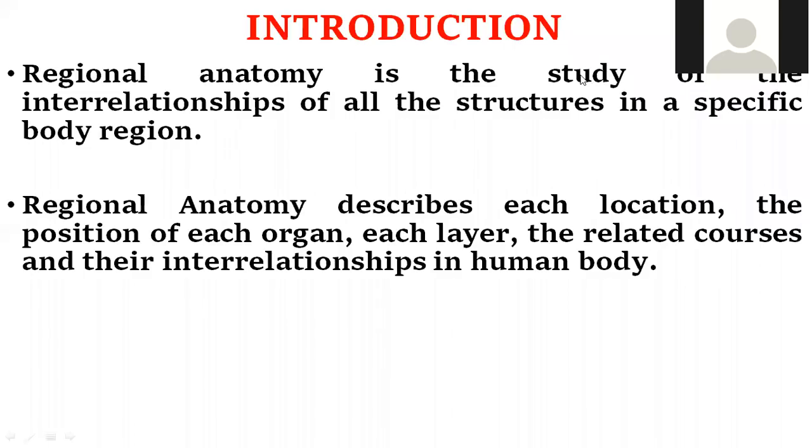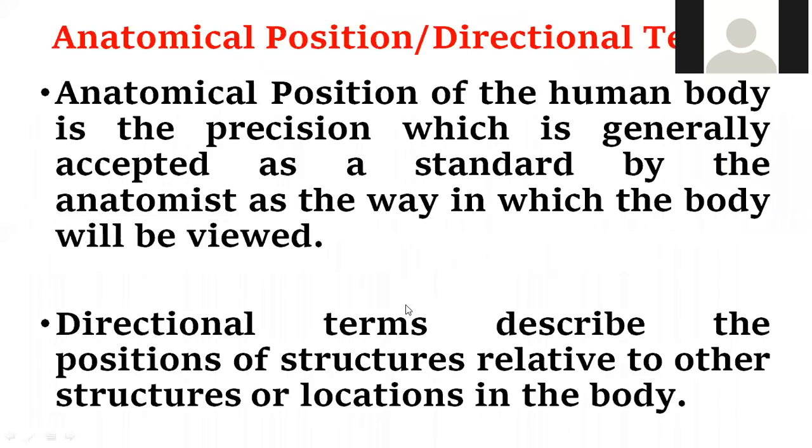Just like I've said, regional anatomy is the study of interrelationship of all the structures in a specific body region. So the body is divided into regions. I know there are some specific organs within a specified region. So that is basically what we shall be discussing this morning. And in other words, regional anatomy is also to describe the location of that organ, the position of each organ, the layers and the related courses and their interrelationship in the human body. So how every structure is related to each other.